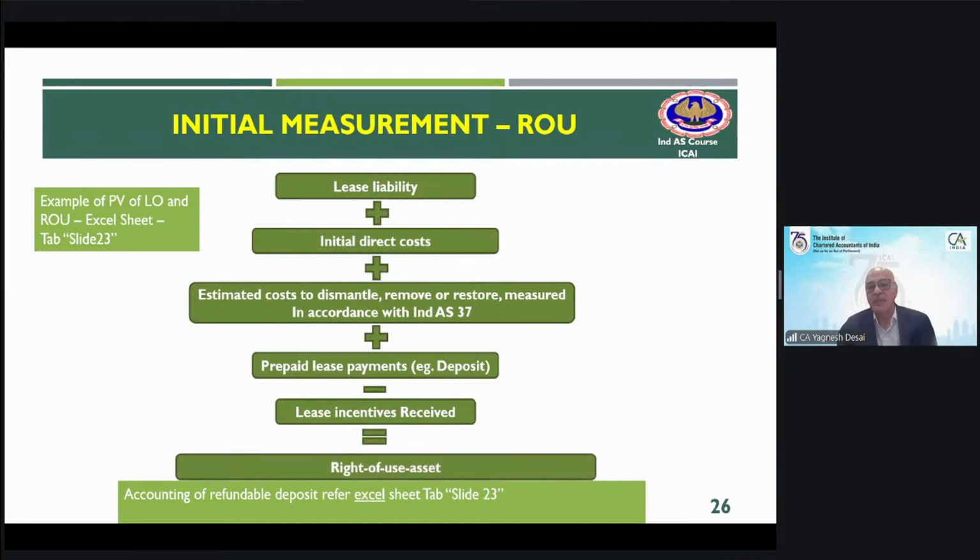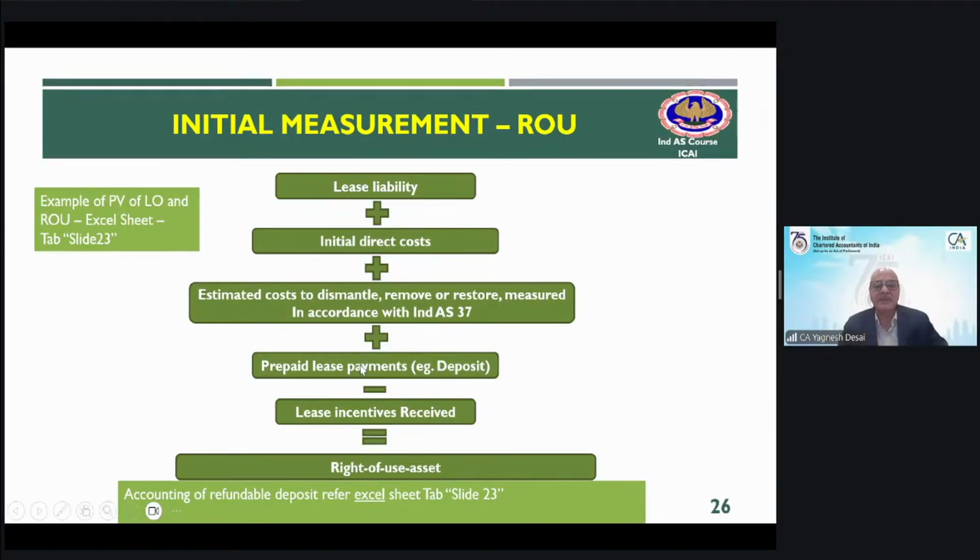I had mentioned to you that where lease ends, ROU starts. The very first example of 2004-35 was the most simple example, wherein the two elements were there only: A, lease obligations, B, ROU asset. There was no initial direct cost, or estimated cost to dismantle, remove, or restore the asset in accordance with Ind AS 37. If you recollect Ind AS 16, then also there is the decommissioning cost. It is the same like this.